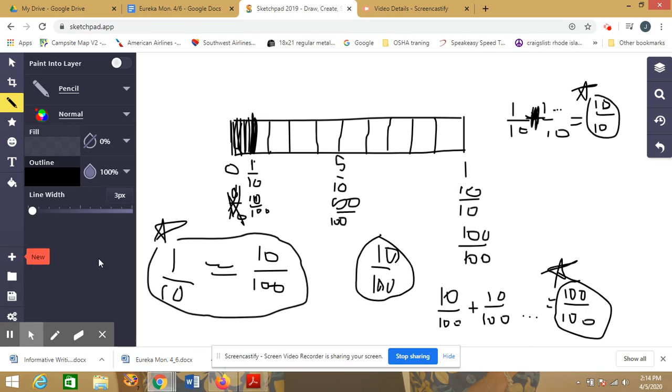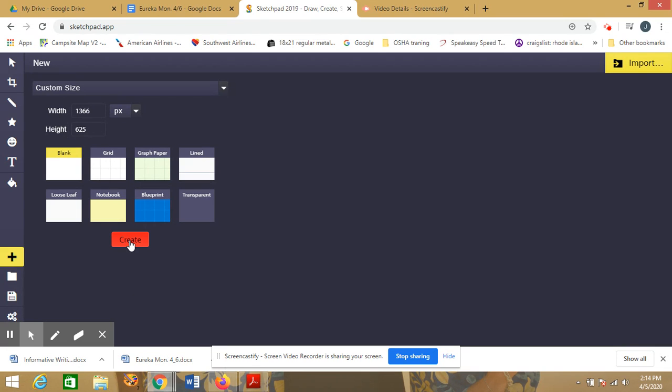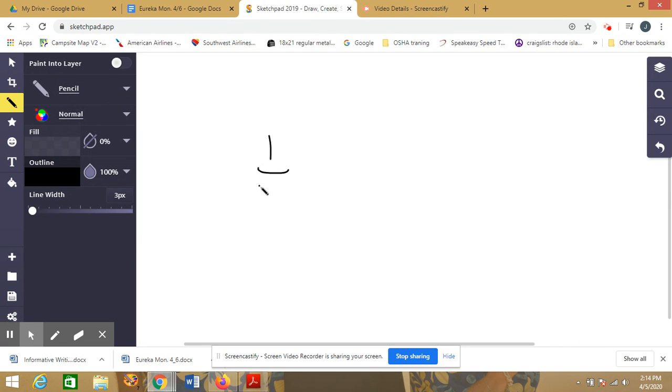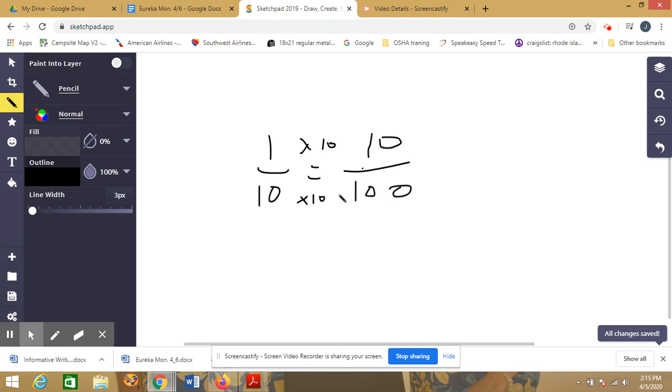But there's another way we know that these two are equal. One of the easiest ways that we all know. That's by multiplying. What do I need to multiply 1/10 by to get my denominator to 100ths? 10 times 10. That means we'd have to do the numerator too. 10 times 10 is 100. 1 times 10 is 10. So 1/10 is equal to 10 hundredths.